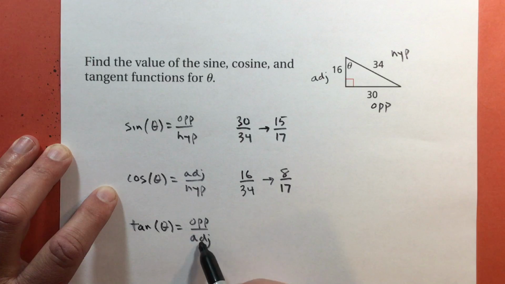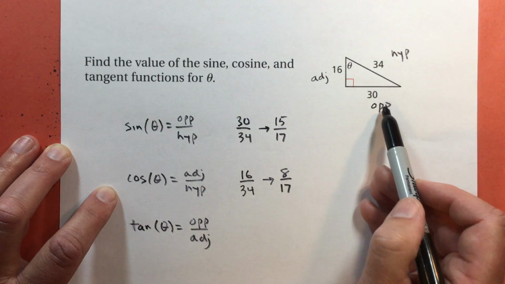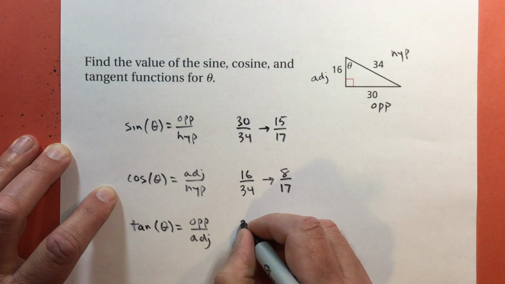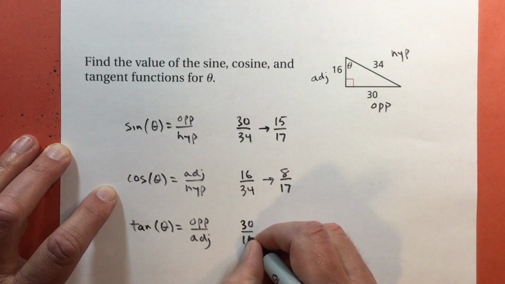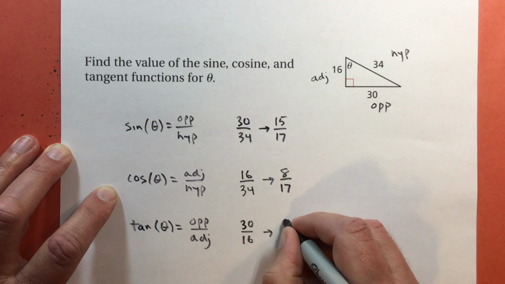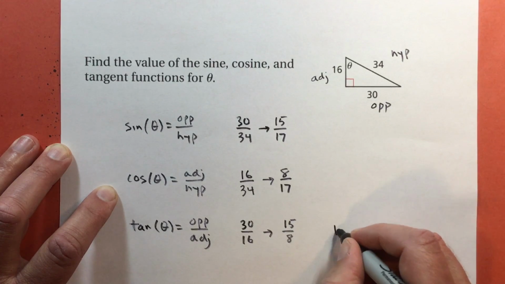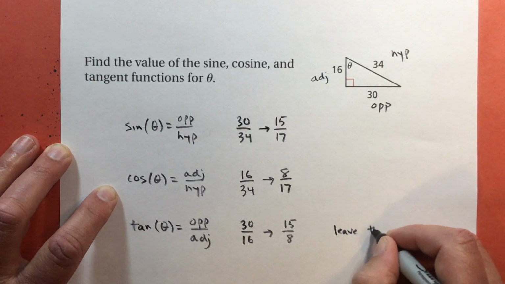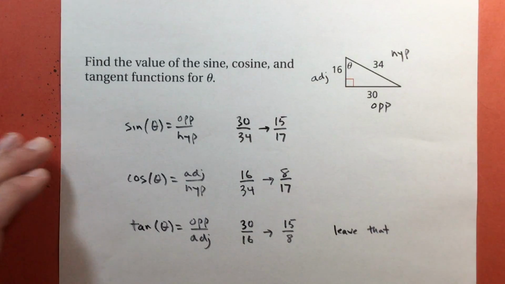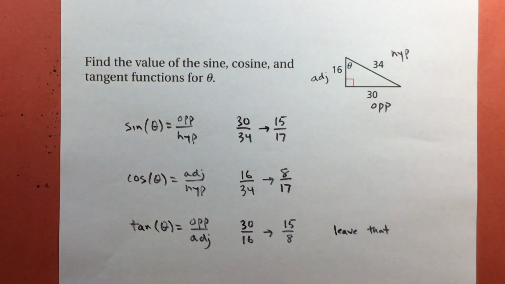Finally, tangent is opposite over adjacent. So opposite is 30, adjacent is 16. And that's going to reduce to 15 over 8. And by the way, you can leave that. You don't have to change it to a mixed number. As a matter of fact, it's better if you don't. Just leave it as an improper fraction. And I hate that we call them improper. That's bad. Okay, we will be doing this more in the next couple of videos.